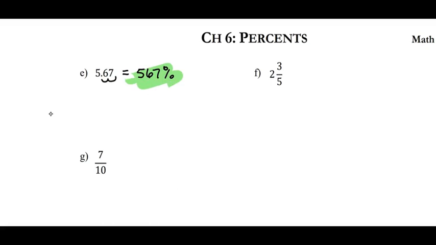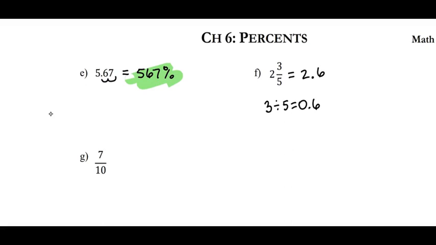Next one is 2 3/5. So we're going to leave 2 alone, and then 3 divided by 5 gives you 0.4. I'm sorry, 0.6. Not 0.4, 2 divided by 5 is 0.4. 3 divided by 5 is 0.6. So 2 3/5 is the same as 2.6.